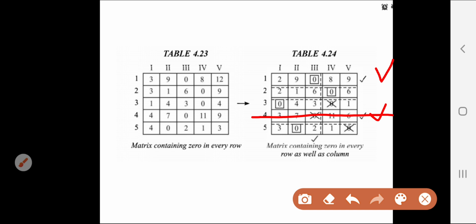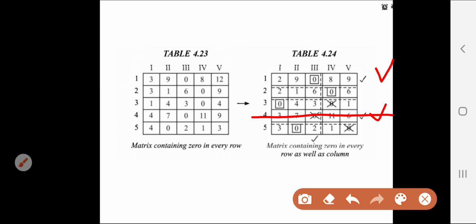Now draw lines through unmarked rows: the second row, third row, and last row. You draw lines through unmarked rows. Also, you draw a line through the marked column, the third column. Count how many lines there are. Second, third, and fifth row and third column, so 4 lines are there. How many assignments are required? 5 assignments are required, but the number of lines is less than 5, that is 4. That's why it is not optimum.